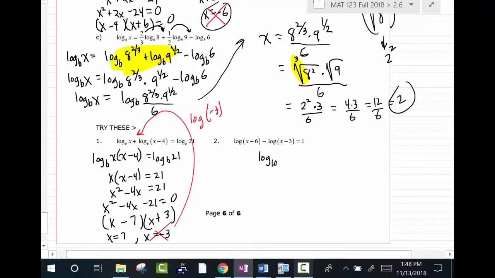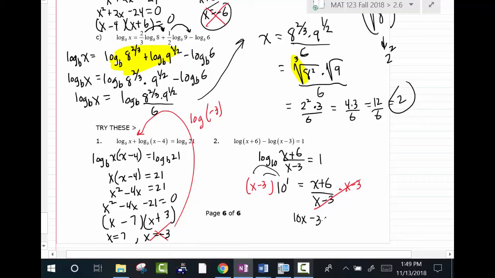Okay, so this one really you should write down. This is a log base 10. You put it together like this, x plus 6 over x minus 3 equals 1. Okay, you write it in exponential form, so you'd have 10 to the first equals x plus 6 over x minus 3. Okay, now what do you do? You got a fraction, so what do you do? Get rid of it, exactly. So you want to multiply both sides by x minus 3. Okay, that'll wipe that out. Do your distributive property, so that's going to be 10x minus 30. And then this side, you're left over with x plus 6.